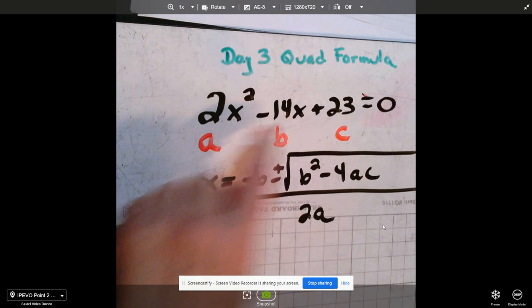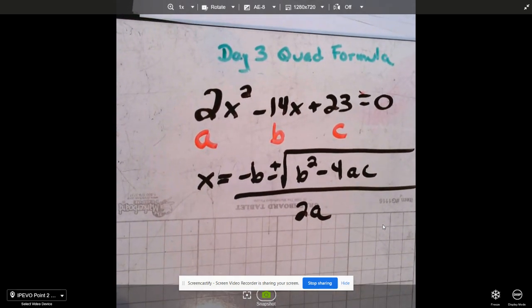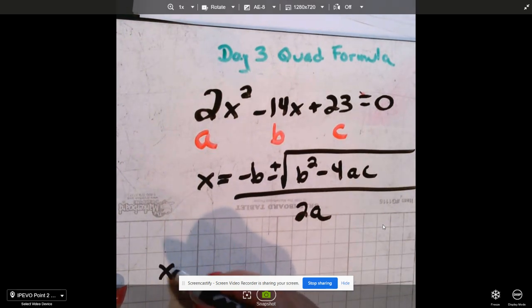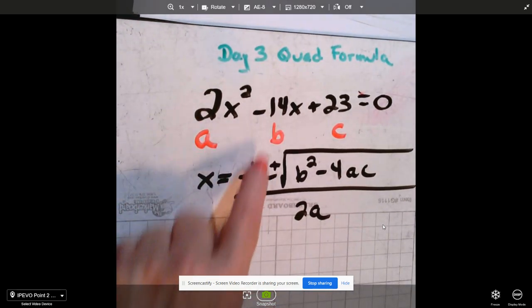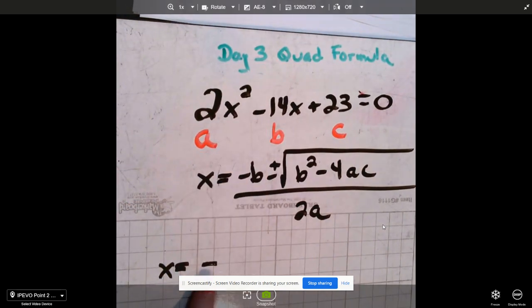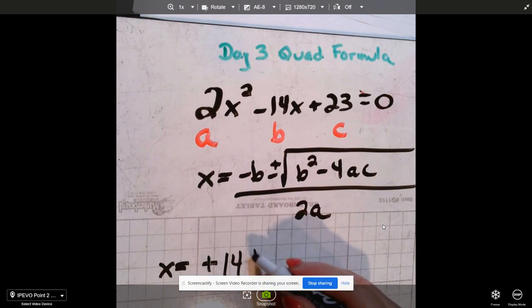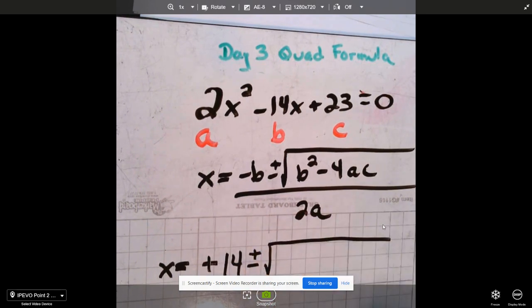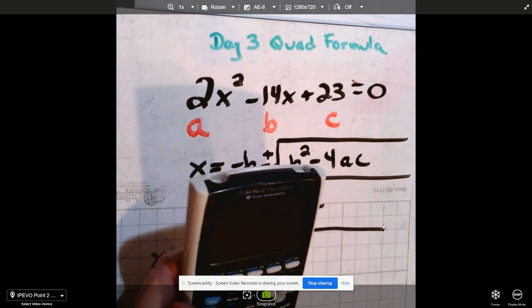So now we're just going to plug those values in. The first step is just plugging them in. I'm not going to worry about simplifying anything at this point. So minus, well, I need b, and b is negative 14, but that's already negative. So a negative times a negative will be a positive. So that'll be positive 14 plus or minus the square root of b squared. Well, I need to know what 14 times 14 is in order to square that.